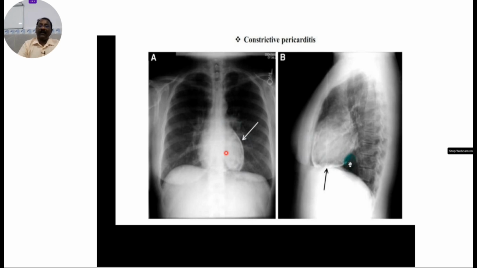See the constrictive pericarditis. See the thickening of your pericardium. You can beautifully appreciate it here. Are you appreciating? Just like aortic calcification, in most elderly individuals, if you take an X-ray, you see calcification of the aorta. The same way you can see it here in the pericardium. So calcification of the pericardium here: constrictive pericarditis. See here, in the left lateral picture.